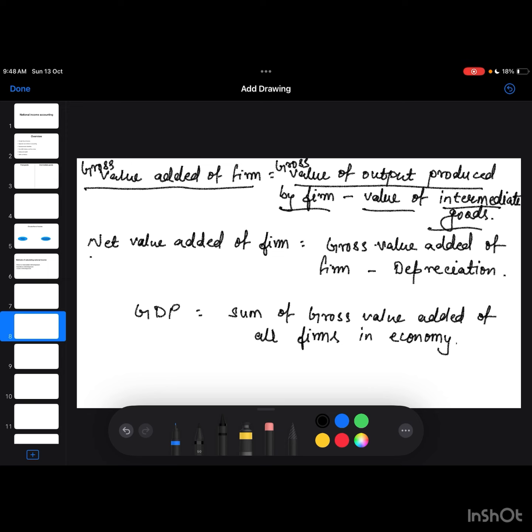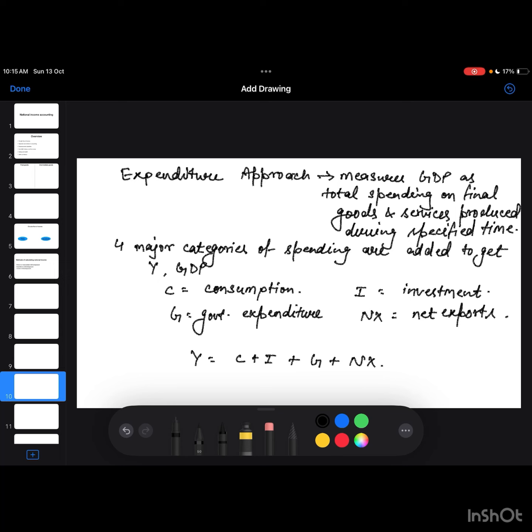We can get net value added of a firm by subtracting depreciation from the gross value. Now GDP is the sum of the gross value added of all firms in the economy. Next is the expenditure approach. It measures GDP as total spending on final goods and services produced during the specified time.